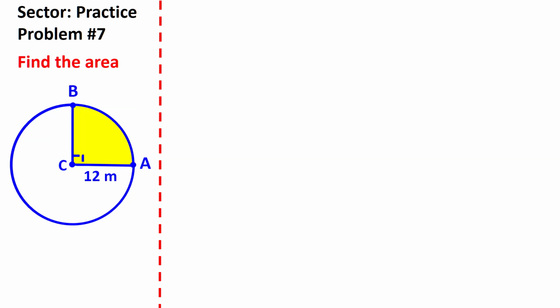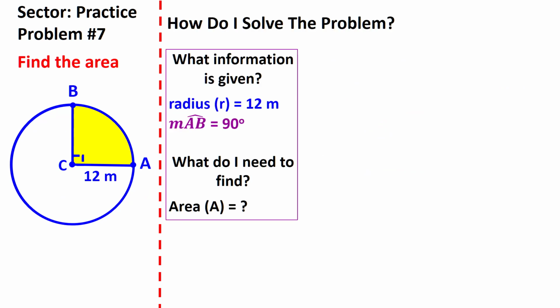Problem number 7. Find the area. How do I solve the problem? I start with the given information. Radius equals 12 meters. The angle is 90 degrees. I need to find the area.